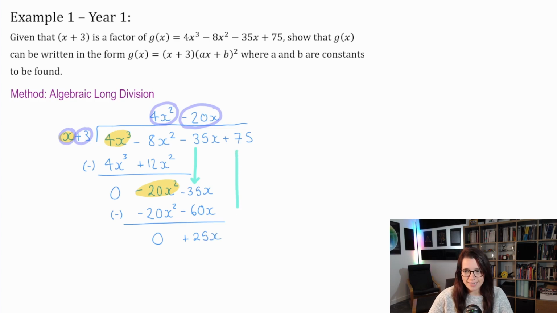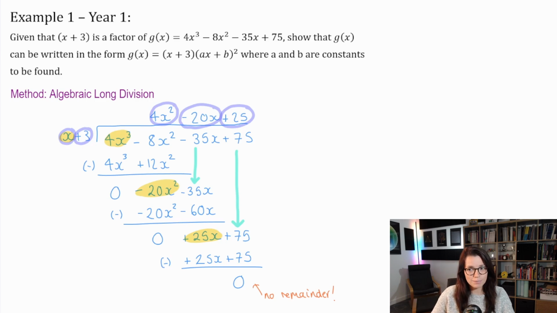And then you need to bring down the next term. So bring down the plus 75. And then we repeat the process again. So 25x this time divided by x will be 25. We then multiply that 25 by the x and the 3, and that's going to be plus 25x plus 75, and then we minus. And this will give us 0. That 0 at the end tells us that there's no remainder. And that is what we would expect in this case, because the question said that x plus 3 is a factor of that polynomial, so we're not expecting a remainder.